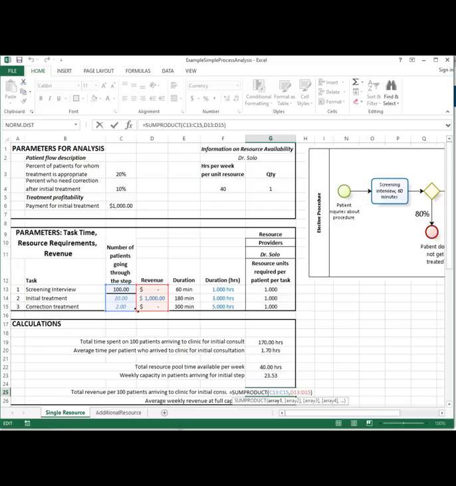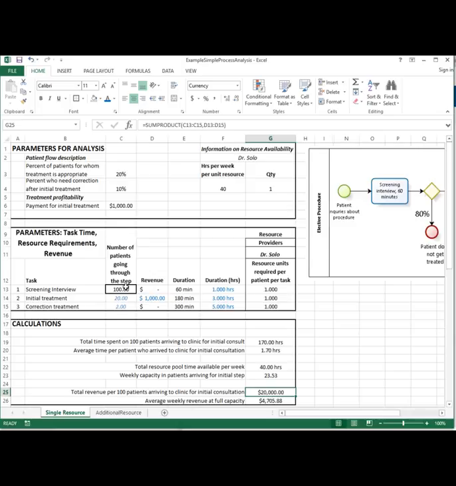Okay, so if I have 100 patients, what is going to be my revenue? Here I'm doing sum product again. For these 100 patients that are arriving, I'm not getting anything for the initial screening interview. I'm getting $1,000 from the 20 patients who will get initial treatment, and I'm not getting anything for the 2 patients on whom I'll perform correction. So the sum product will be $20,000. And now, what is my average weekly revenue?